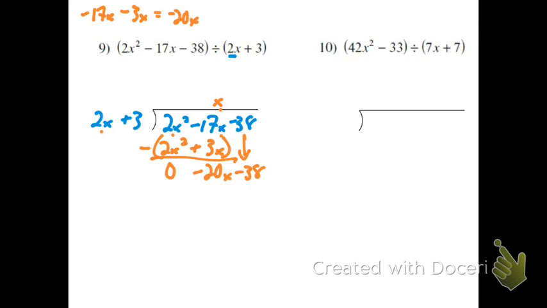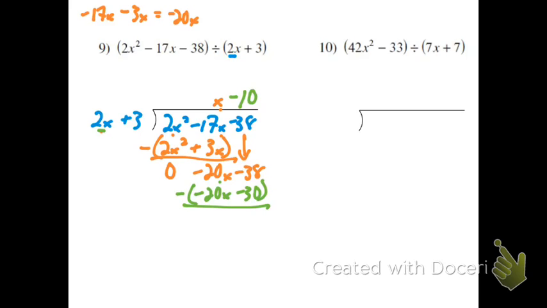Okay. Now, what do you multiply by 2x to get negative 20x? That should be negative 10. So negative 10 times 2x is negative 20x. Then negative 10 times 3 is negative 30. I'm going to subtract these now.